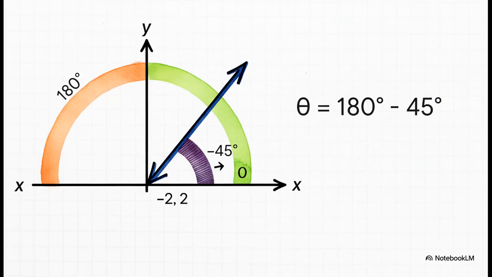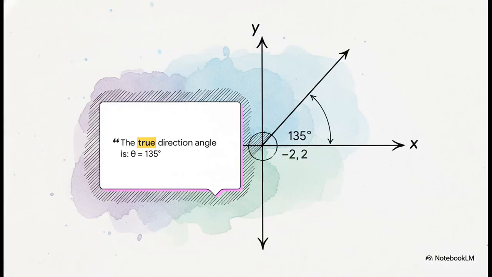So here's the deal. We have to be smarter than the calculator. We know our vector is in quadrant II, so we have to make an adjustment. We take 180 degrees and subtract that 45-degree reference angle our calculator gave us. And just like that, we get the real answer. The true direction is 135 degrees. See, you always have to check your quadrant. Don't let your calculator trick you.